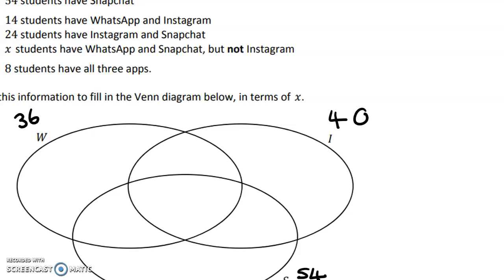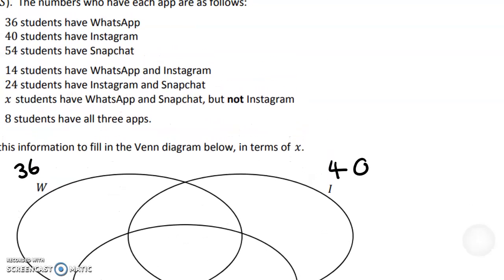Now, x students have WhatsApp and Snapchat, but not Instagram. So I always go, first of all, I'll zone in on the x's or anything I can fill in straight away. And I always say, work from the inside out. So x have WhatsApp and Snapchat, but not Instagram. Well, this is going to be here because it's WhatsApp and Snapchat. It's not Instagram. If I put the x here, lads, I'm talking about the 3 of them. Okay, so it's not going to be there. So that part done, grand. I'll just give that a little tick for myself.